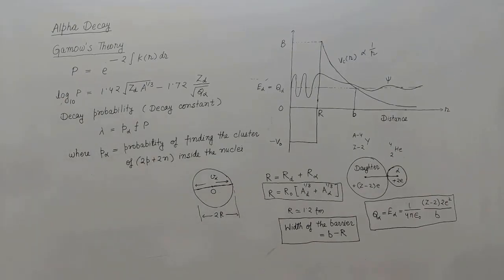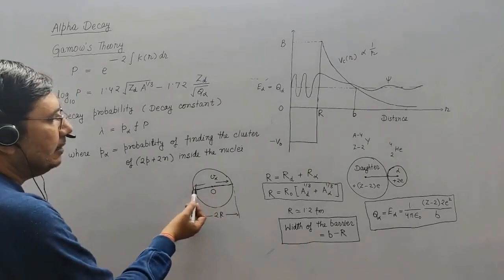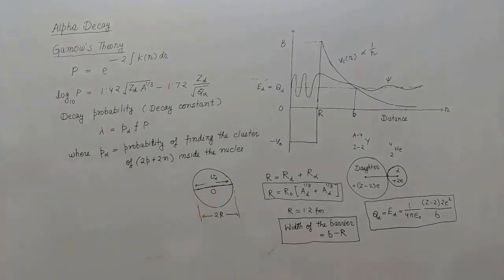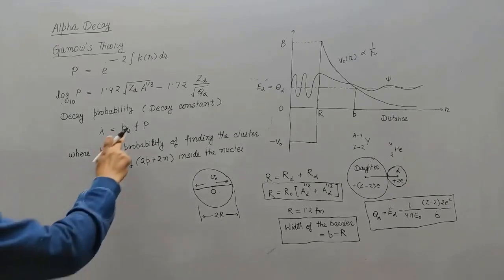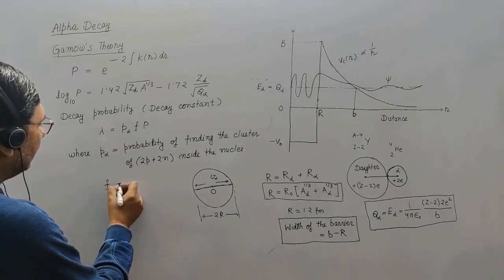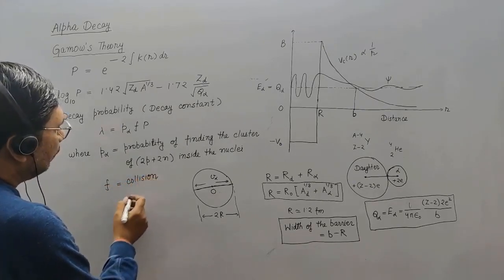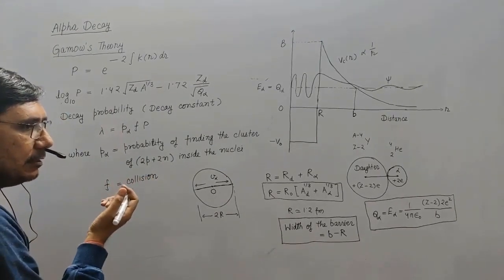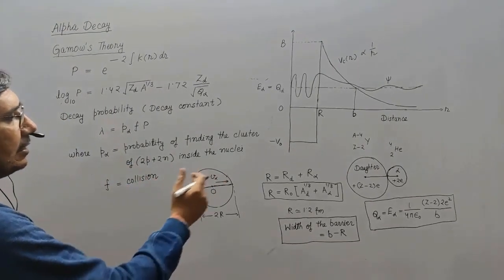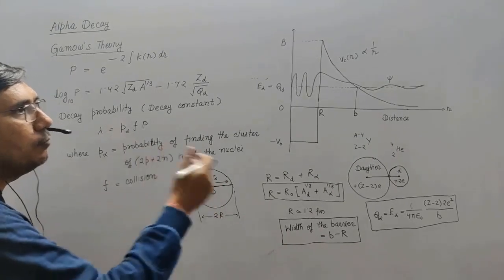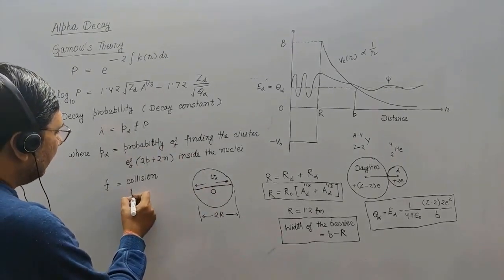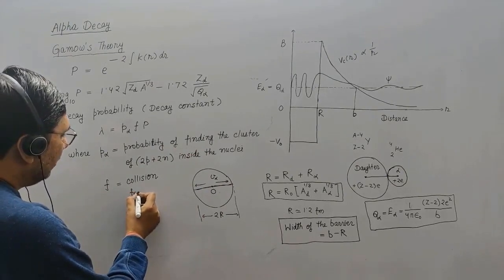This alpha particle will start striking the surface here and here, here and here. So there will be some collision frequency, and this F represents the collision frequency. First this alpha particle is formed, then due to its kinetic energy, it starts striking the nuclear surface so that it can move out of the nuclei. So for this, we need a term that is known as collision frequency.